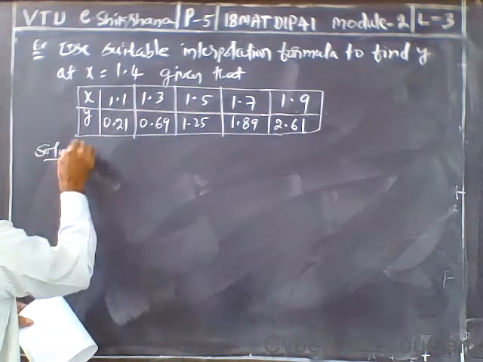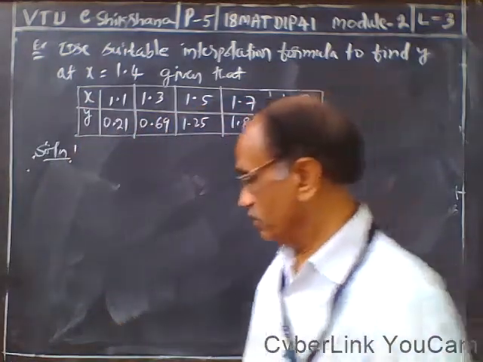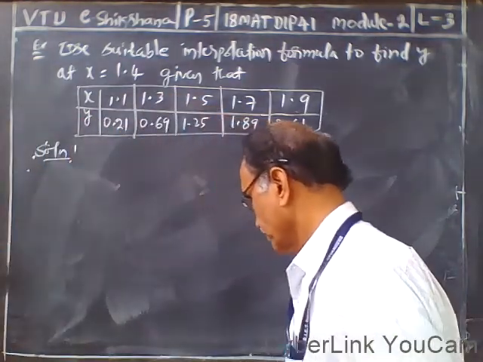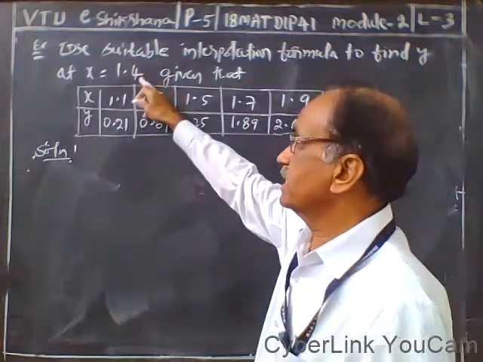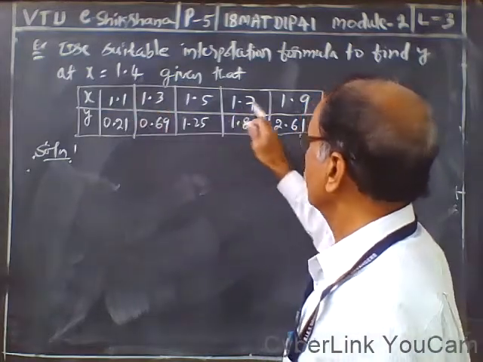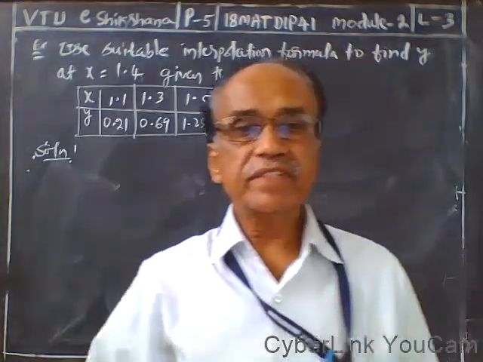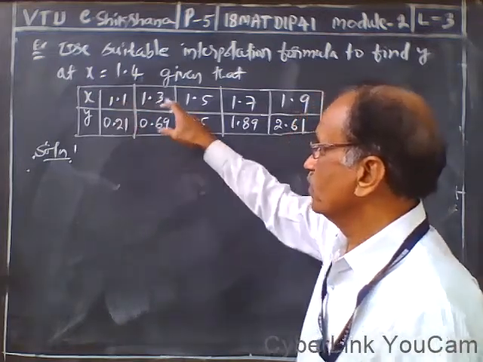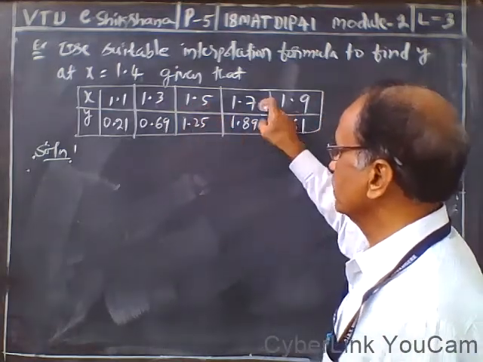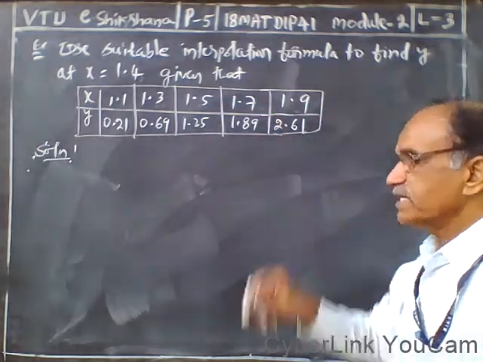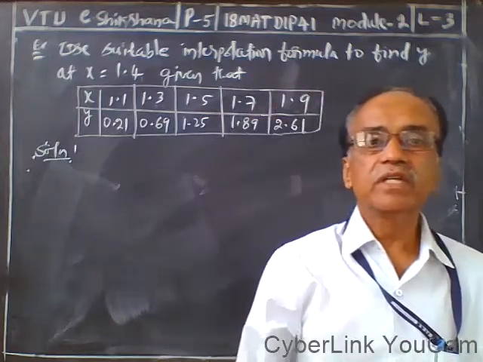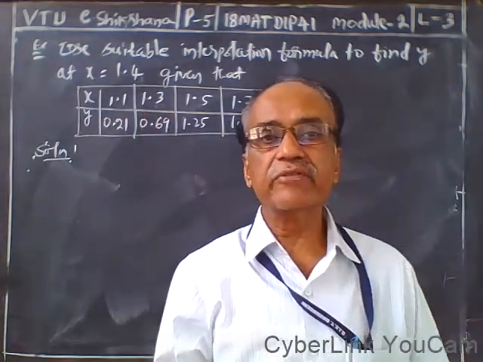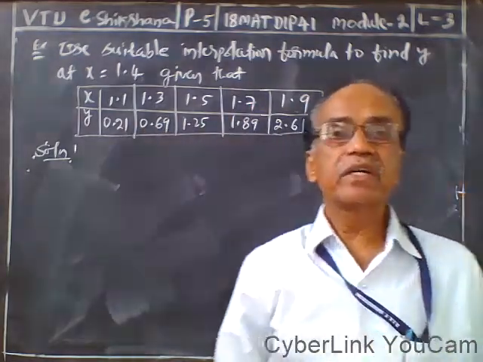Here I shall give a few hints for this. The remaining calculation you can do on your own, because it is similar to the previous problems. Here the required calculation is at 1.4. Five values are given. The first thing you can make out is whether the x values are equally spaced or not. 1.1 to 1.3, the difference is 0.2; 1.3 to 1.5, the difference is 0.2; 1.5 to 1.7, the difference is 0.2; 1.7 to 1.9, the difference is also 0.2. Therefore, the difference between any two successive values is uniform throughout the given distribution.